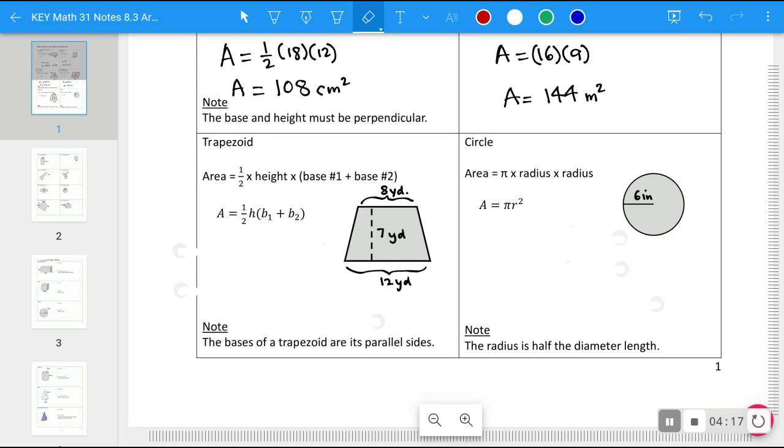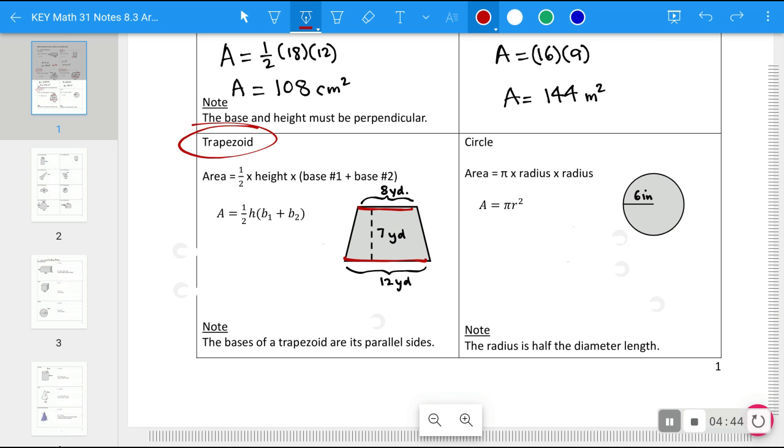Okay, the most complicated one in this list here is a trapezoid. And a trapezoid is identifiable by having two sides that are parallel to each other and two sides that are non-parallel. And what we have in this one is the two parallel sides are called the bases, base 1 and base 2.